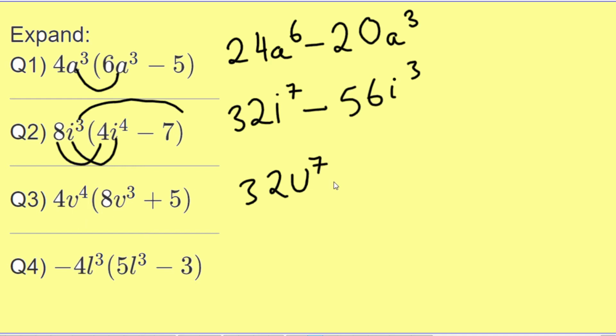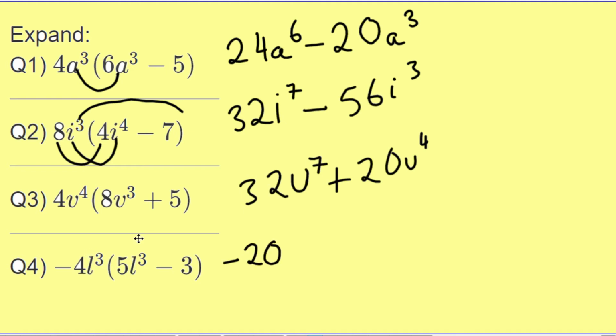Positive and a positive, it's going to give us positive. 4 times 5 is 20. And bring the u to the 4 from the outside to the end. Final one then, negative 4 multiplied by 5. So we've got a negative times a positive, which gives us a negative 20.